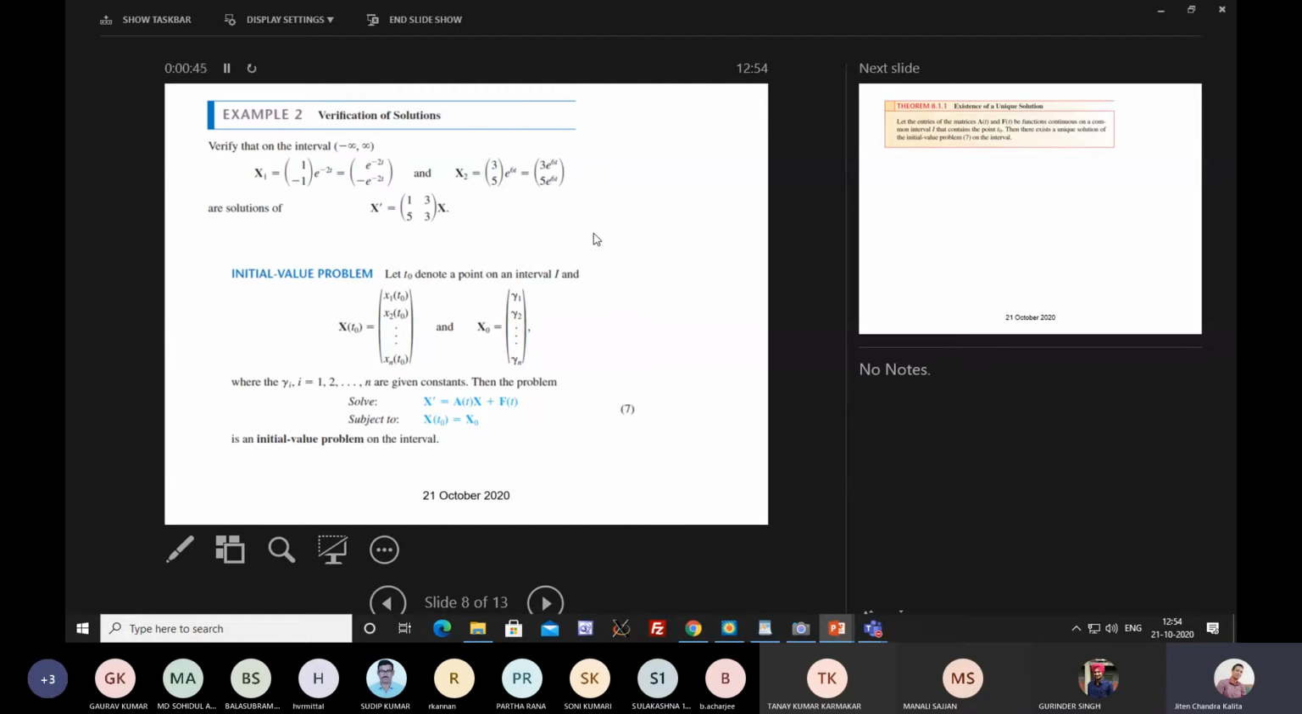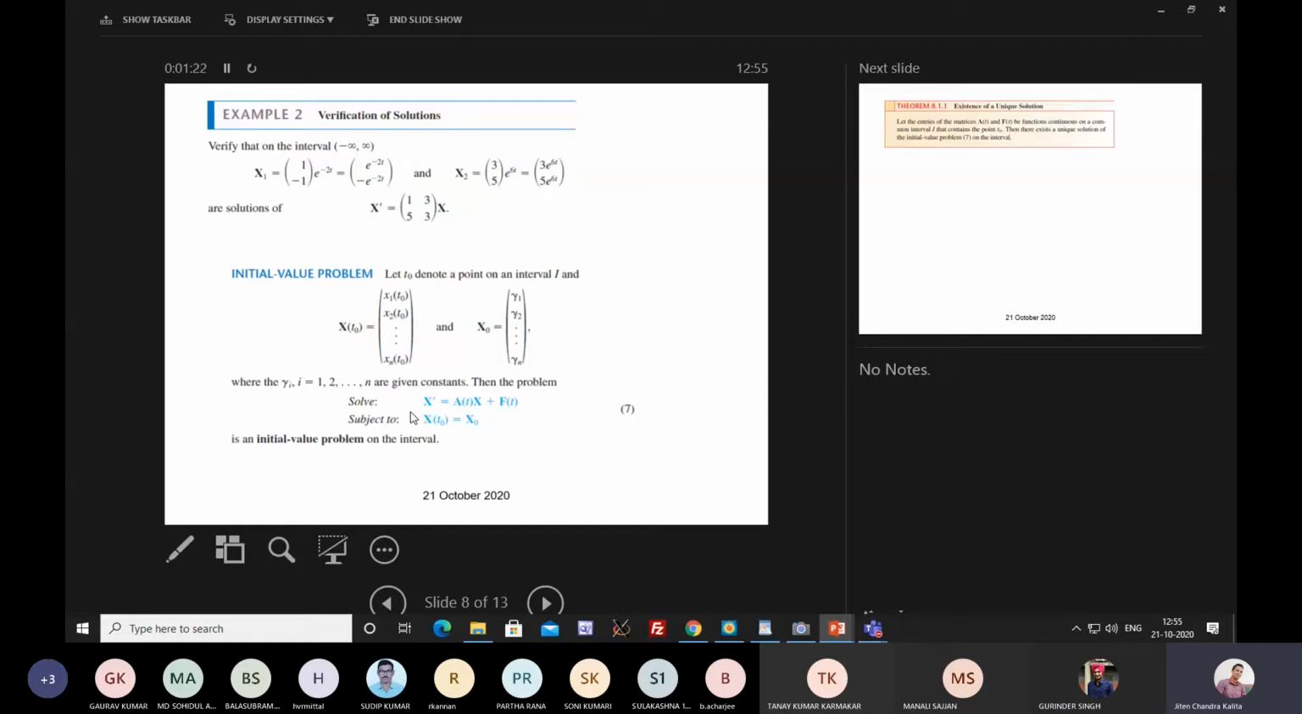Okay. So if t naught is a fixed point in that interval, here they are calling the interval I. So now if t naught is a fixed point in that interval I, and if your x naught is a fixed vector given by this, and if the values of the functions x1, x2 up to xn at the point t naught are such that x1 t naught equal to gamma 1, x2 t naught equal to gamma 2, etc. Right? Then you can construct an initial value problem like this.